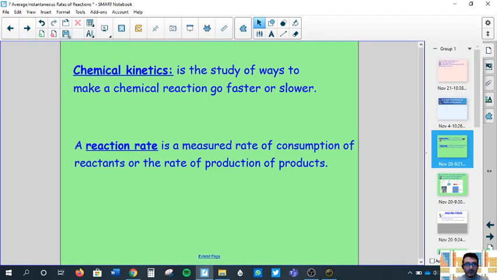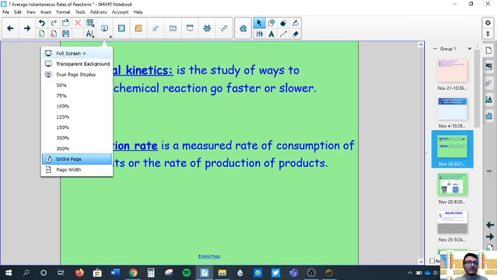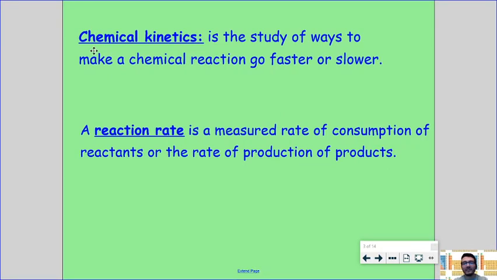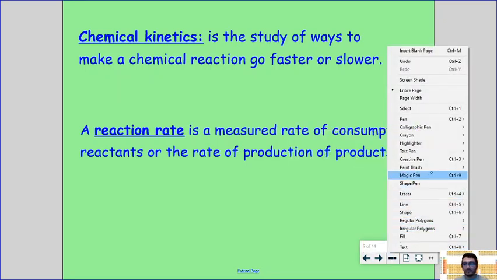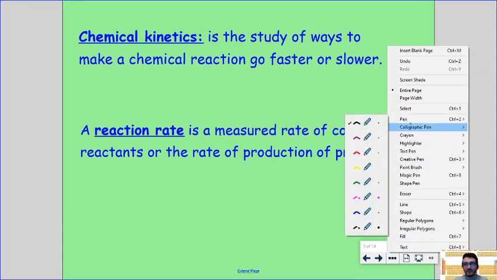So chemical kinetics is just the study of ways that chemical reactions can go faster and slower. That would involve then the need to figure out the rate of a reaction, and there are a few different ways that this can be determined.